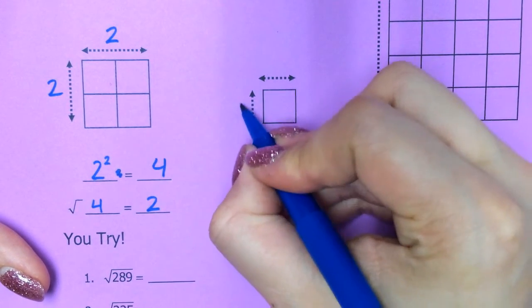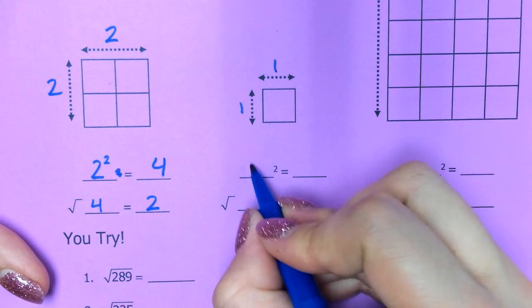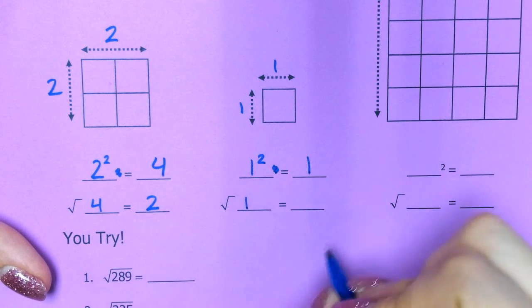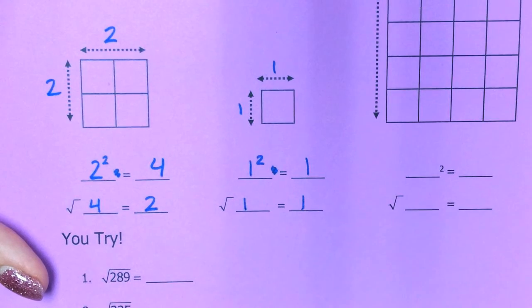So let's look at this one. This is a 1 by 1. 1 squared, again I'm going to get rid of that. 1 squared is 1, so the square root of 1 is 1.